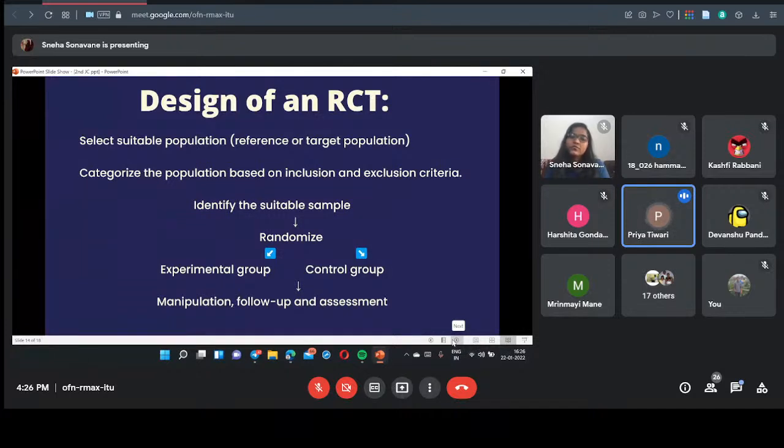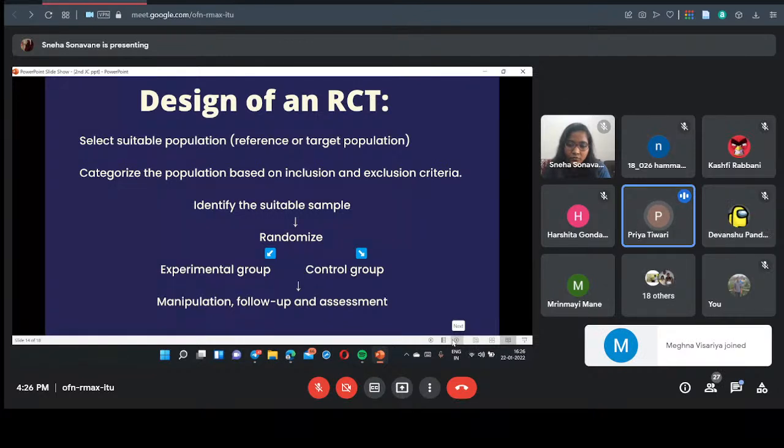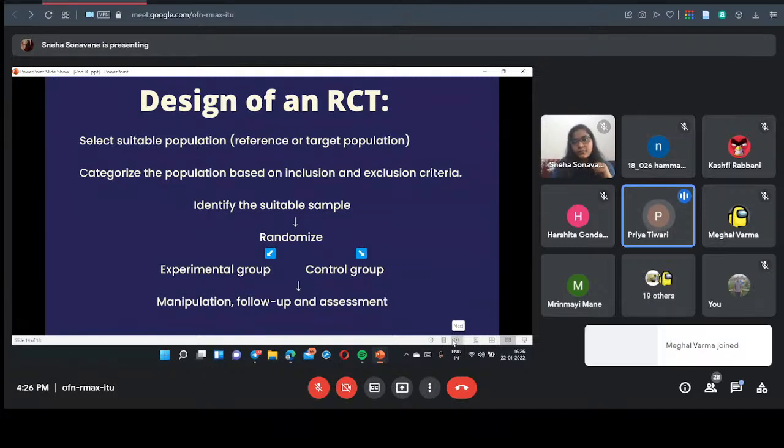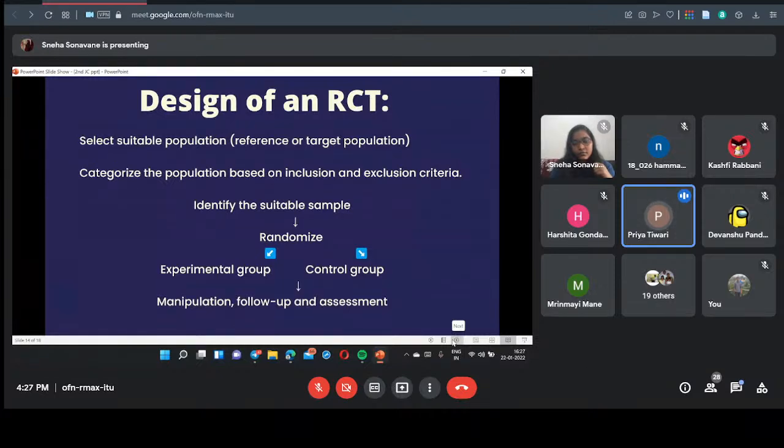That is, into two groups: the experimental group and the control group. Now, what is the experimental group? Suppose you are doing a drug trial. The experimental group will get the new drug, the interventional drug. You have to test whether the drug is working properly, or what kind of outcomes it gives. So that drug will be given to the experimental group, and the control group will get the drug which is already known to us, whose effects and outcomes we already know, or the placebo. If we are comparing our study drug with the placebo, you'll give the placebo to the control group.